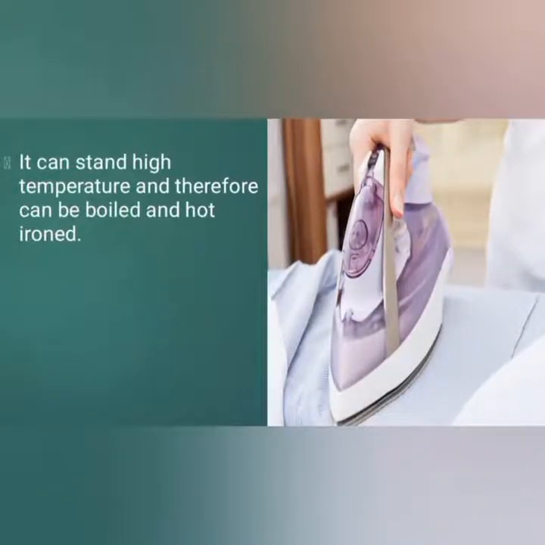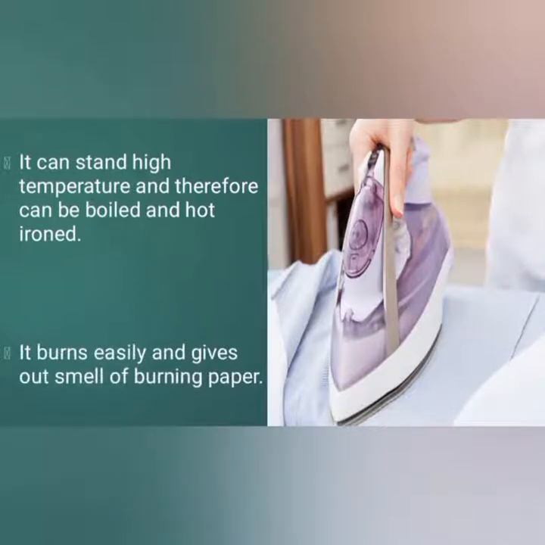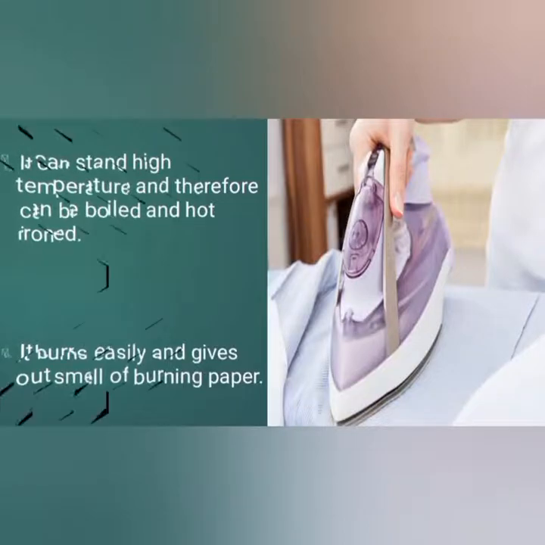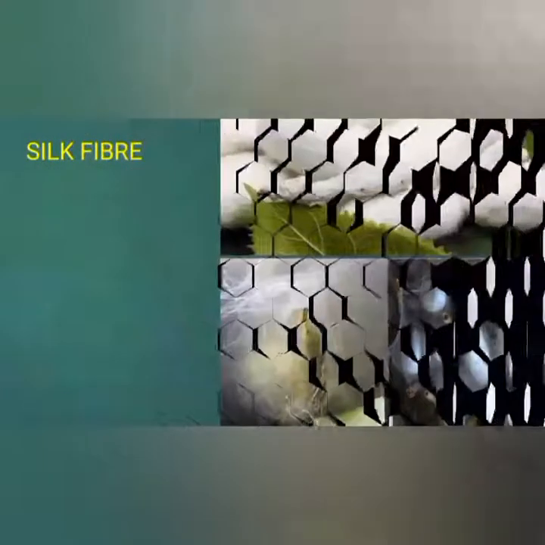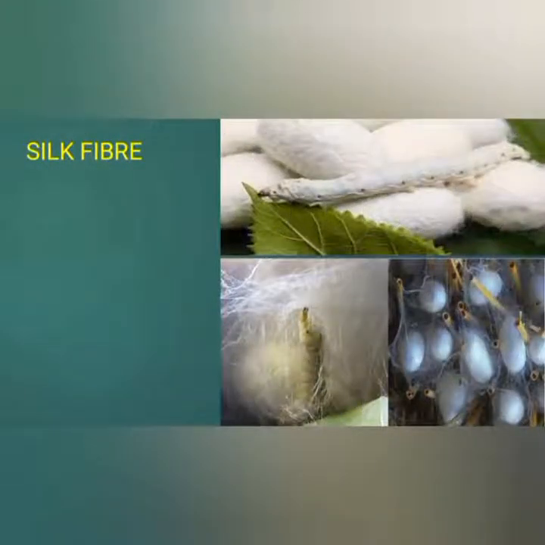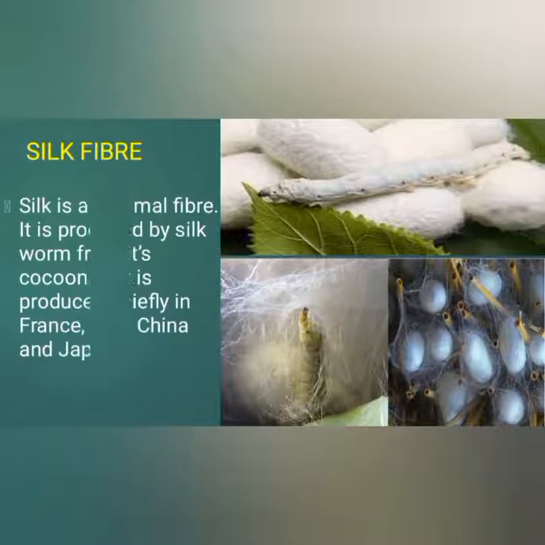It can stand high temperature and therefore can be boiled and ironed with a hot iron. You can use a very hot iron to iron it, and you can boil it, because it can withstand high temperature. It burns easily and gives off the smell of burning paper. That will bring us to silk fibers. Silk fiber is an animal fiber.